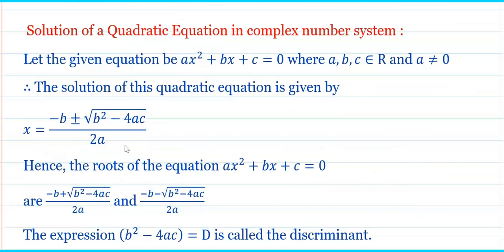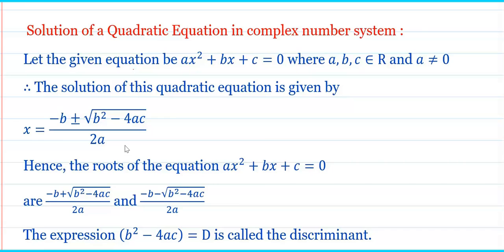Let the given equation be ax square plus bx plus c equals 0, where a, b, c belong to the set of real numbers and a is not equal to 0. आपल्याला 10th स्टँडर्ड मध्ये तुम्ही या टाइपचा फॉर्म्युला लर्न केलेला आहे. x equals minus b plus or minus root of b square minus 4ac upon 2a. Hence, the roots of the equation ax square plus bx plus c equals 0 are minus b plus root of b square minus 4ac upon 2a and minus b minus root of b square minus 4ac upon 2a.